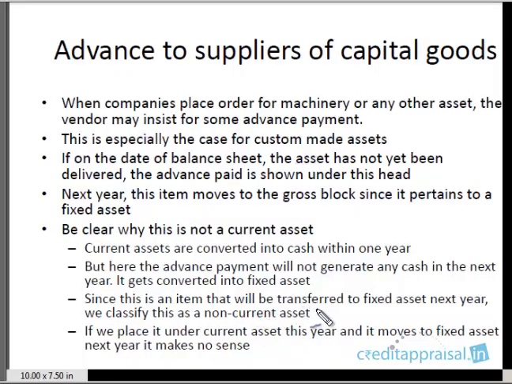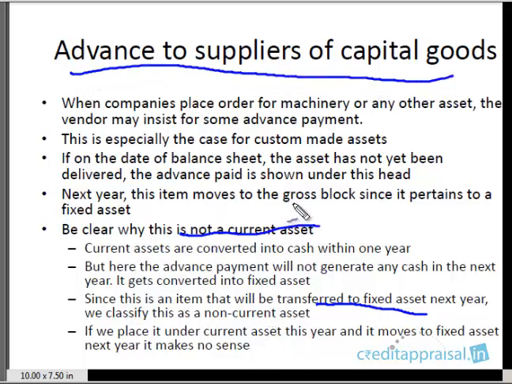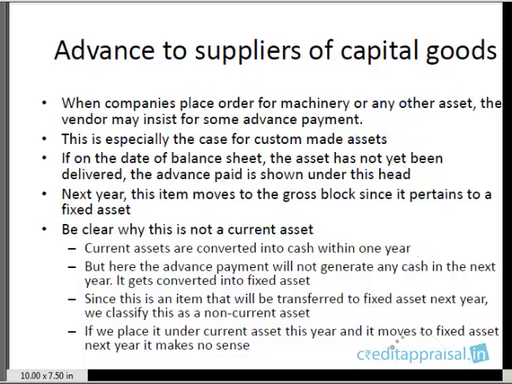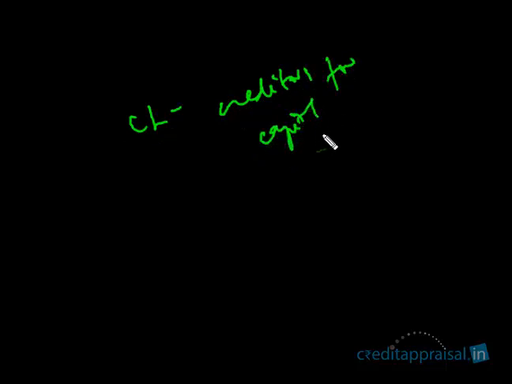So this non-current asset will be transformed to fixed asset next year, right? So that is why we cannot classify it as a current asset. It is a non-current asset. So whenever you see the item called advance to supplier of capital goods, we classify it as a non-current asset. This is exactly the reason why, if you remember our earlier discussion on current liabilities, we had an item called creditors for capital goods. Please go back to the segment and refresh that. There we said creditors for capital goods.